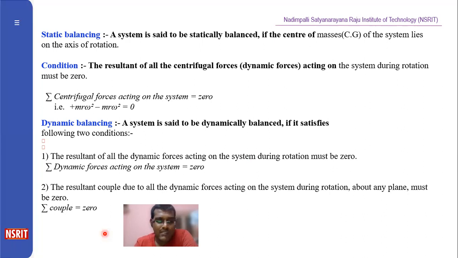In the exam, they may ask you to explain static and dynamic balancing. Then we can write this answer. Thank you. So like that, you have to write the answer for that question.